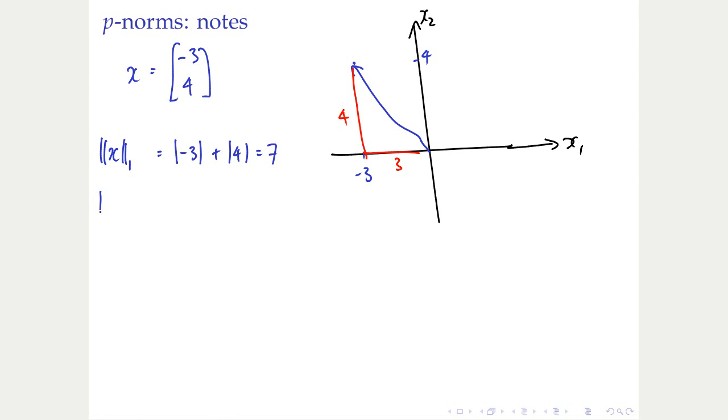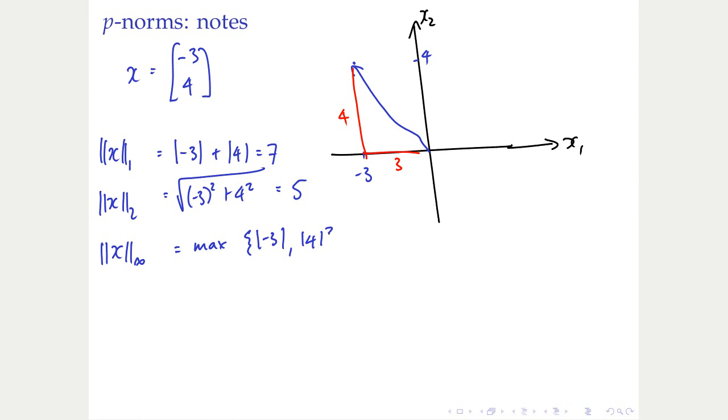Okay, the 2 norm is equal to the square root of -3 squared plus 4 squared, and from high school you know that's going to be 5 without even thinking about it. So that's the 2 norm. As we expected, it's less than the 1 norm, and the infinity norm should be smaller again, and that's just the maximum of the absolute value of -3 and the absolute value of 4, which clearly just equals 4.